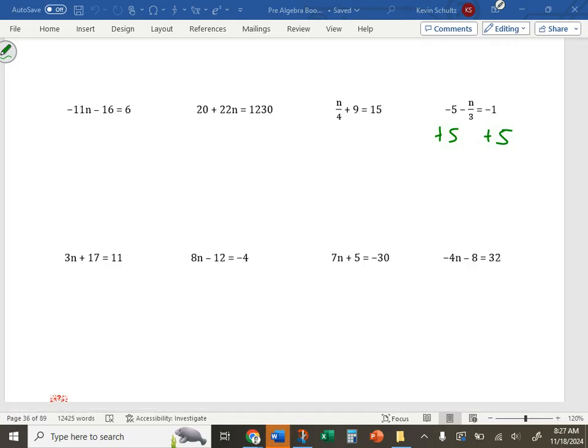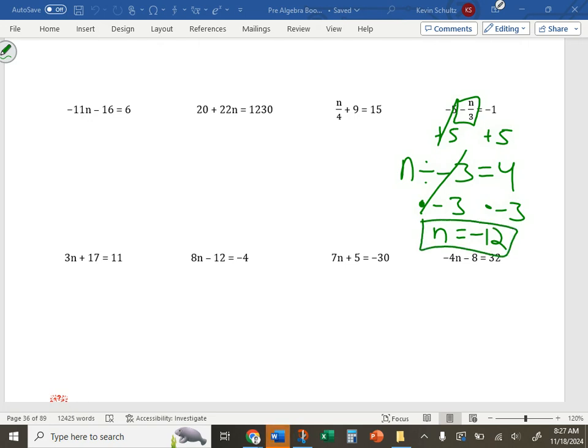The opposite of -5 is a +5. And remember that negative sign belongs to it. N divided by -3. I'm going to write it horizontally this time because you can. Right? A fraction just means division. It's the same thing. That 4 came from adding 5 to -1, which we have to do on the right side to keep it balanced, right? And then the opposite of dividing by -3 is multiplying by -3. And cancel that operation out. 4 times -3 is -12. Alright? And that would be our solution.